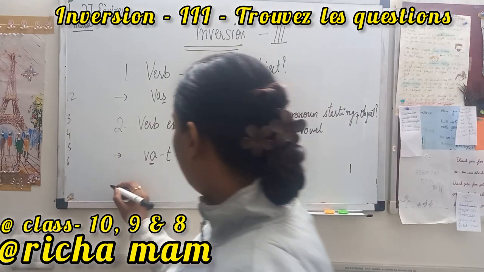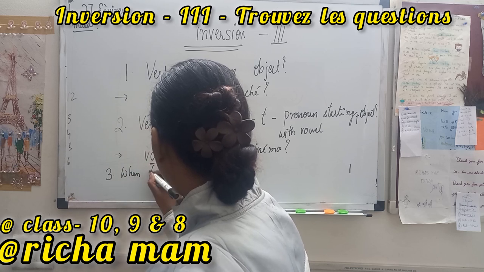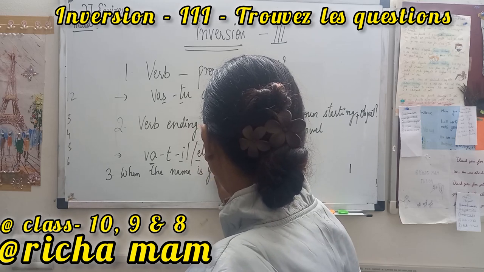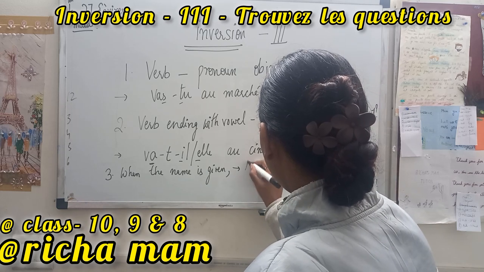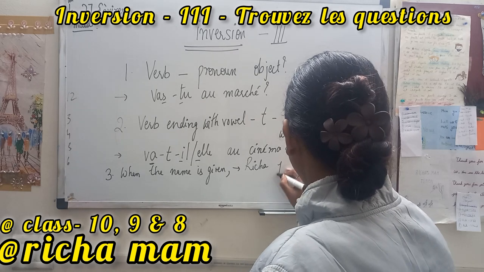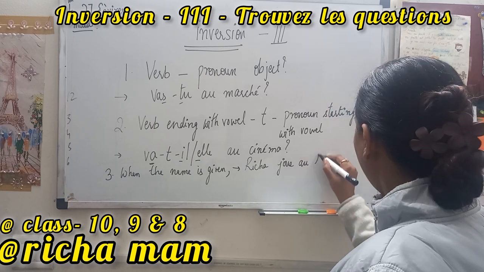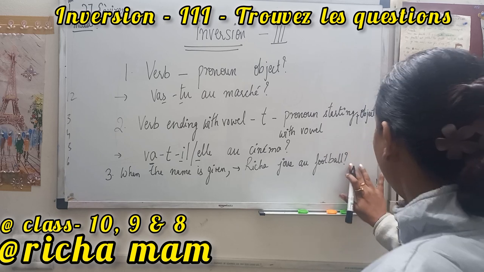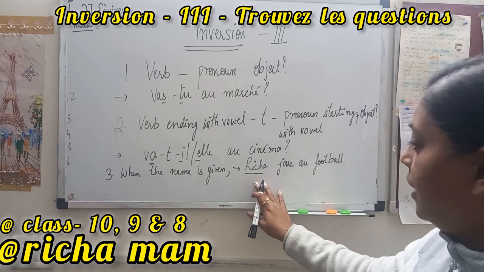Third, when the name is given. For example, Richa joue au foot. We will write football, but we will pronounce it still foot. Okay. Now in this sentence, a name is given.